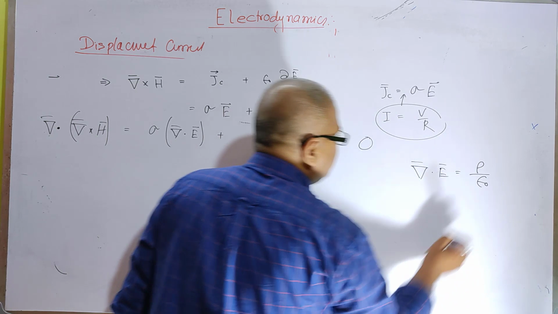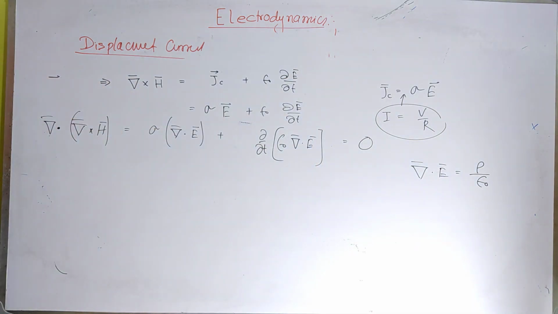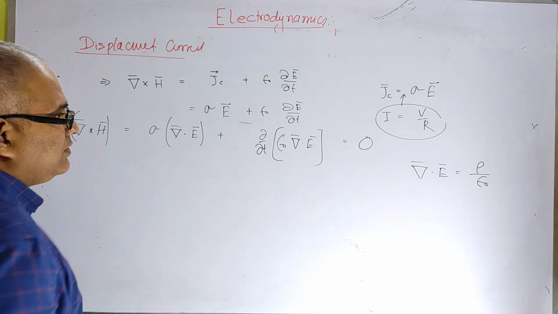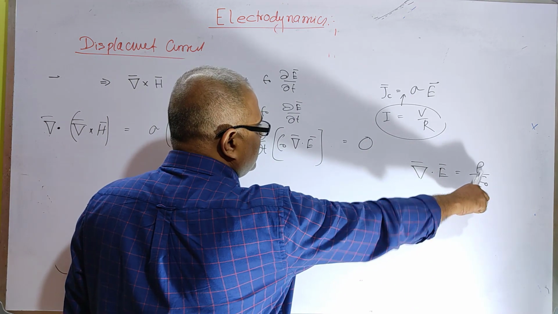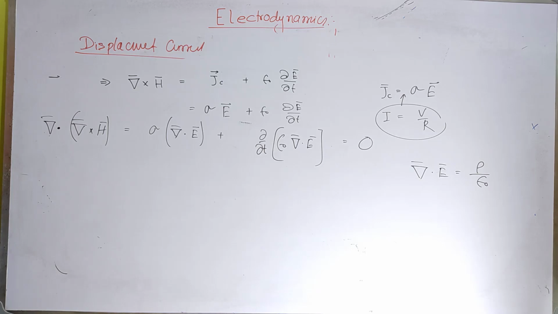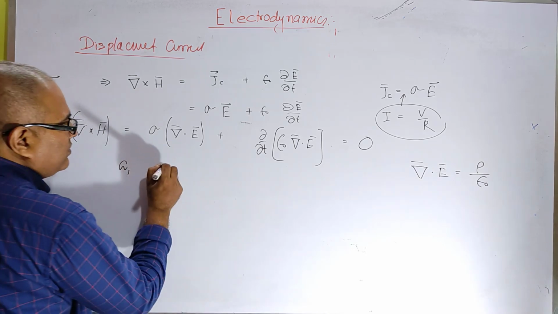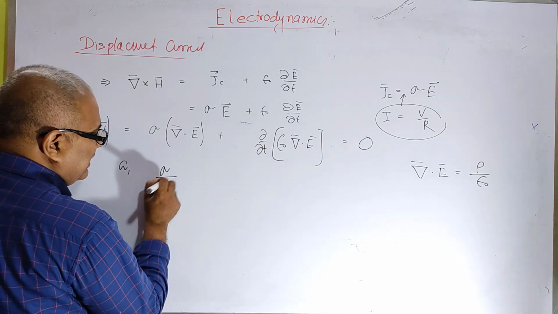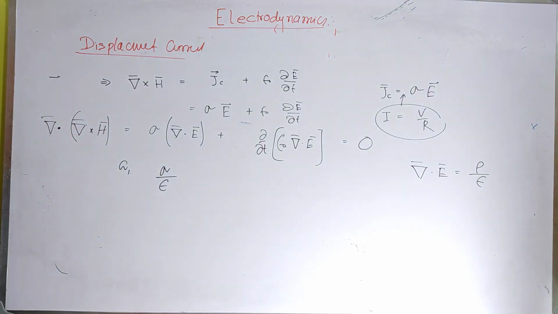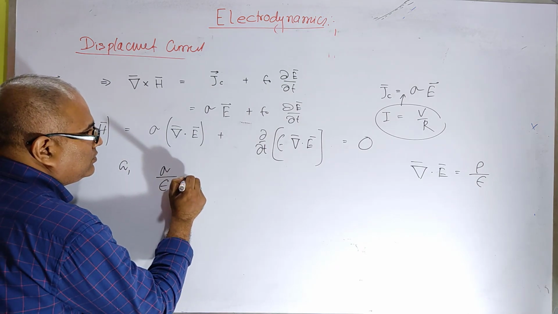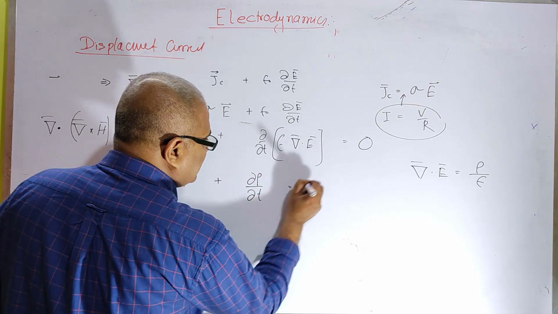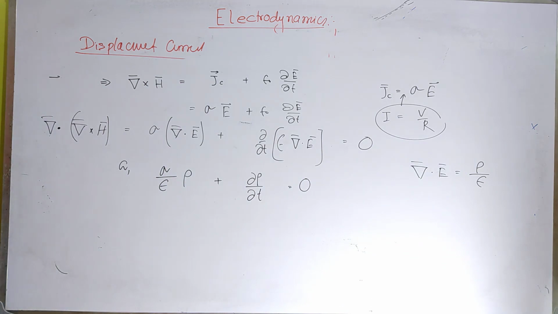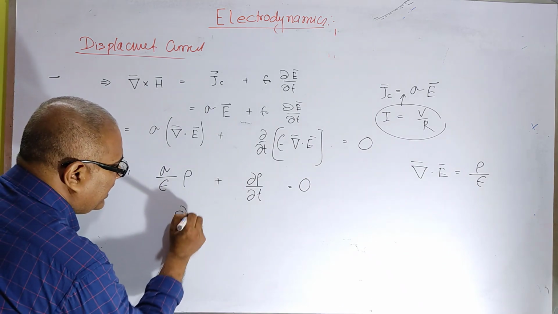this is nothing but rho by epsilon naught. Note, this is no more resistivity, this is charge per unit volume. So you can have sigma rho by epsilon, don't write epsilon naught, otherwise it only justifies free space. Sigma rho by epsilon plus del rho del T, that must be equal to 0. So this is a very simple differential equation of volume charge density.